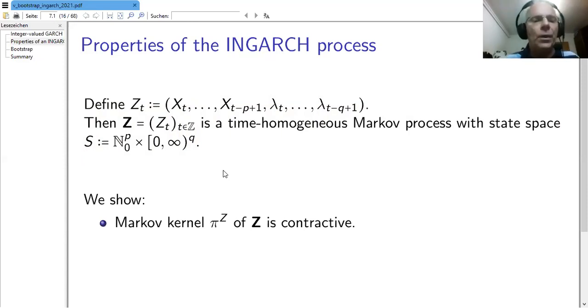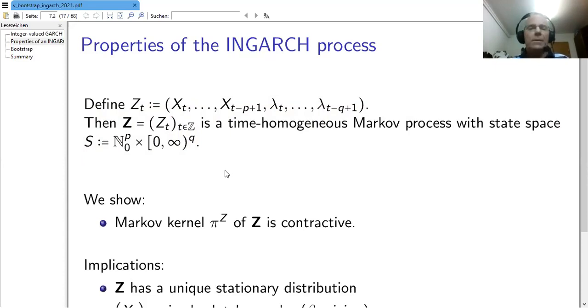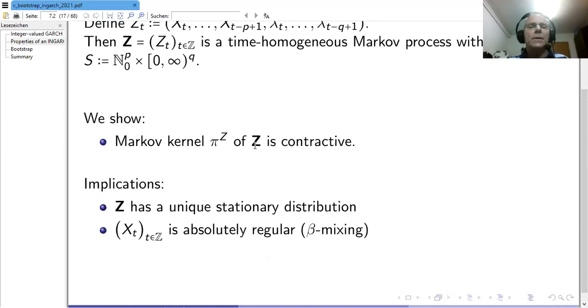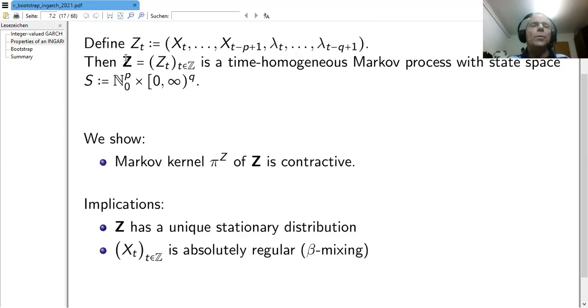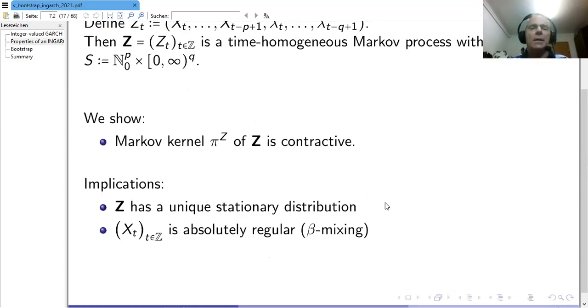We will show in the following that the corresponding Markov kernel is contractive, and this will provide all the results that I intend to present today. Implications of this contractivity are that the vector valued process, this Z process, has a unique stationary distribution, and moreover, for the count process, we are able to show that this process is absolutely regular or beta mixing with coefficients decaying at an exponential rate.